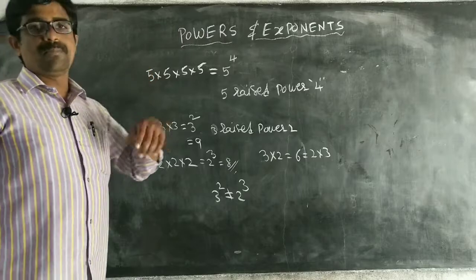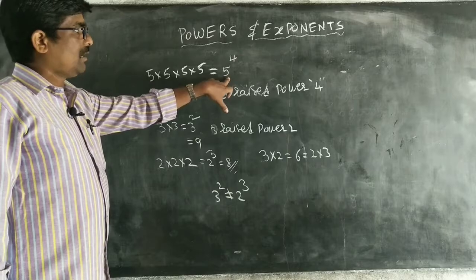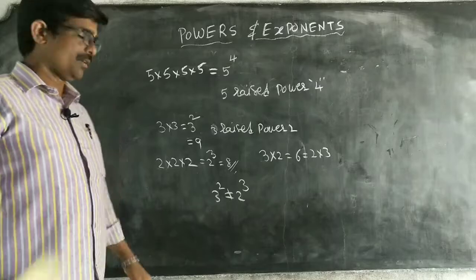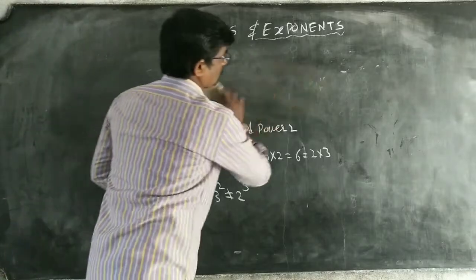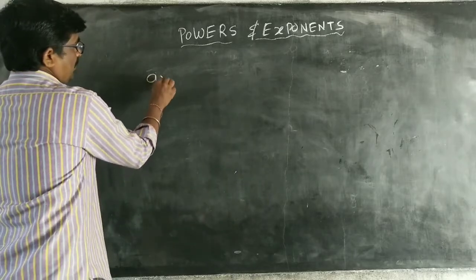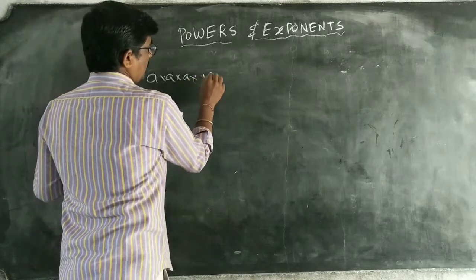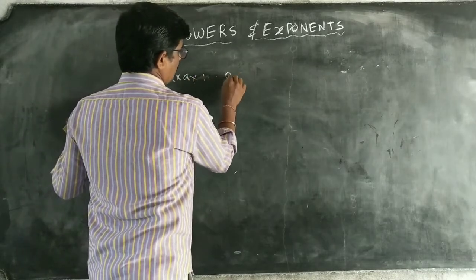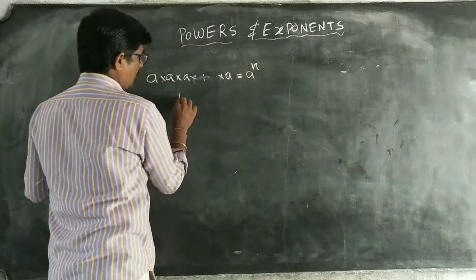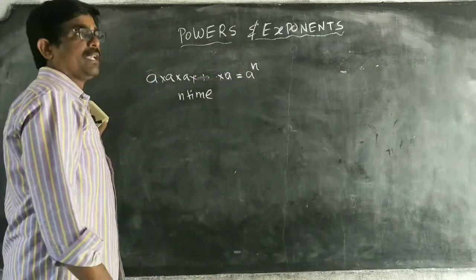So whenever you multiply a number repeatedly, this is called the exponent form, like 5 raised to the power 4. Similarly, I take another number. If I take A into A into A, up to n times, into A, that is called A power n. That means we multiply A n times.